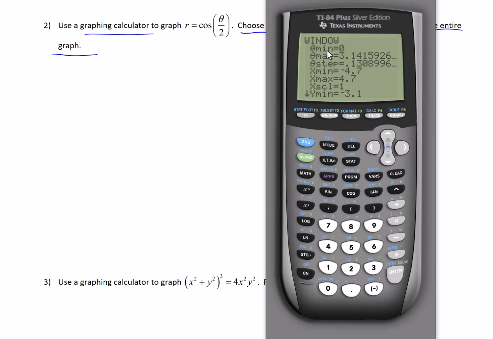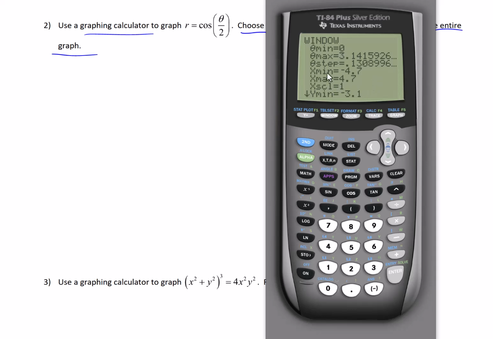Notice it says theta min equals 0 and theta max equals 3.1415926 and so on. That's likely pi, right? That's an approximation of pi. And so it's likely that this is by default, or at least maybe the way I had it set up or used previously, going from a theta min of 0 and a theta max of pi. Okay, just take note of that for a second.